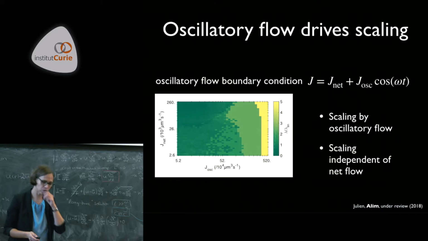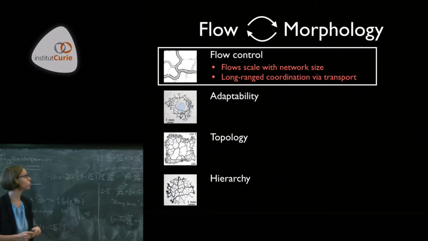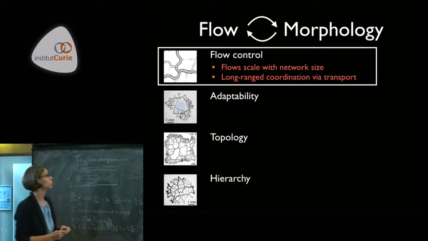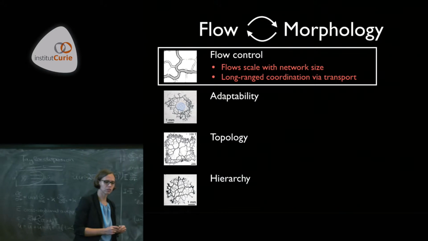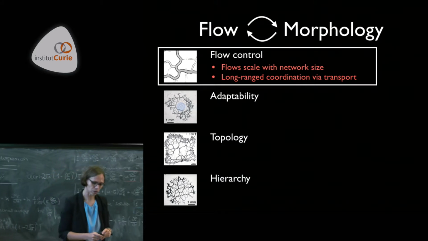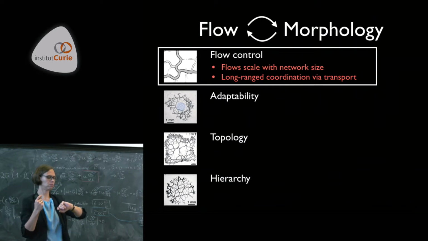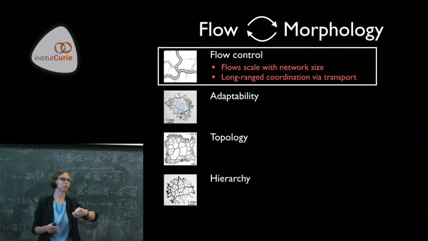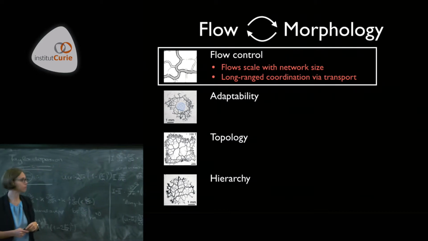So this concludes my part on flow control, where I introduced you to how flows can scale with network size and how I can get long-range coordination with transport. You have now 2 options, and you can directly choose among them. I was wondering, so you probably don't have questions that will last 50 minutes, right? Nope. Okay. So that would give me the opportunity to talk a little bit about adaptability.